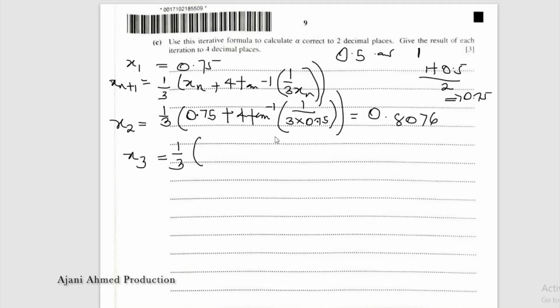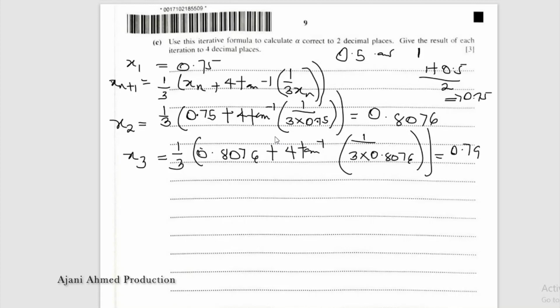To get x3, this part will turn to x2, and x2 is 0.8076, plus 4 arctan 1 over 3 times 0.8076. In your calculator, which is supposed to be in radian, we have 0.7911. You can see the answer is still far apart. We are going to stop when we have similarity in the answers.